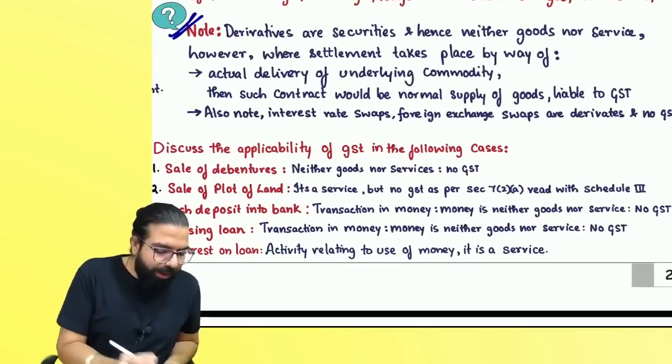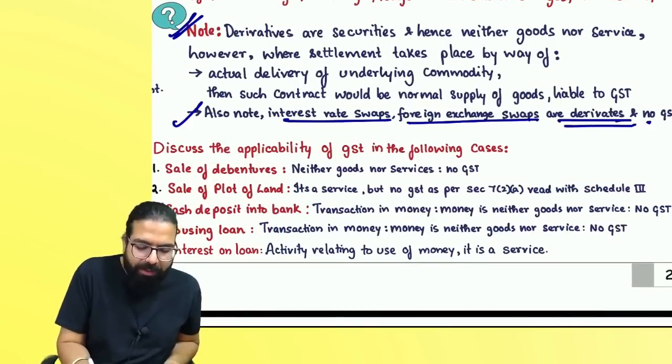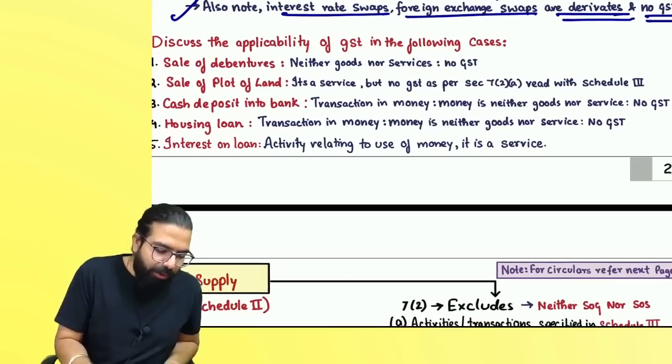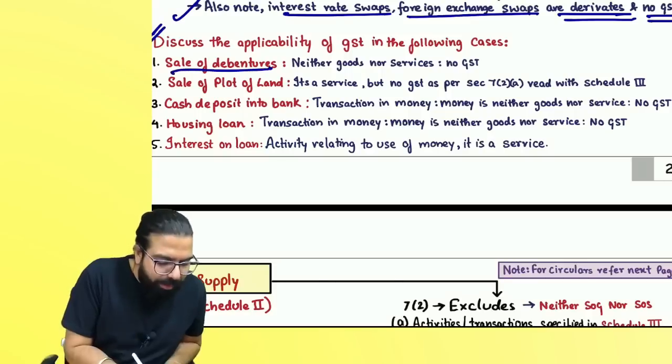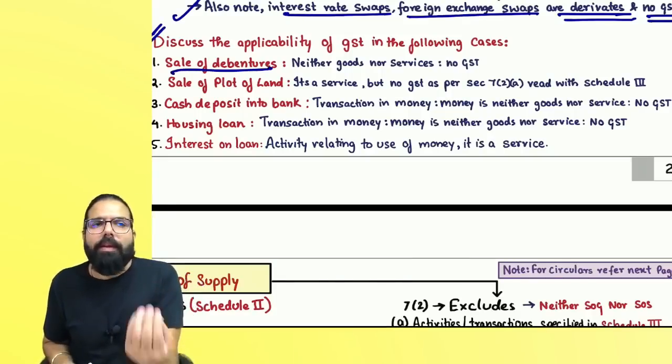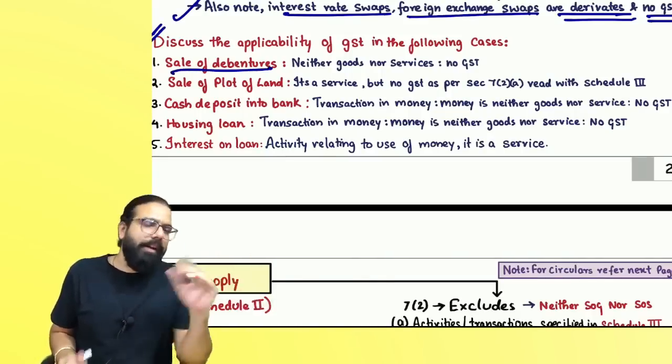Now, here I also told you interest rate swaps and foreign exchange swaps are always derivatives and there is no GST. Now, when you learn the next one, this is nothing other than an example. Sale of debentures. Debentures are securities, neither goods nor service. Neither goods nor service, GST can't come.